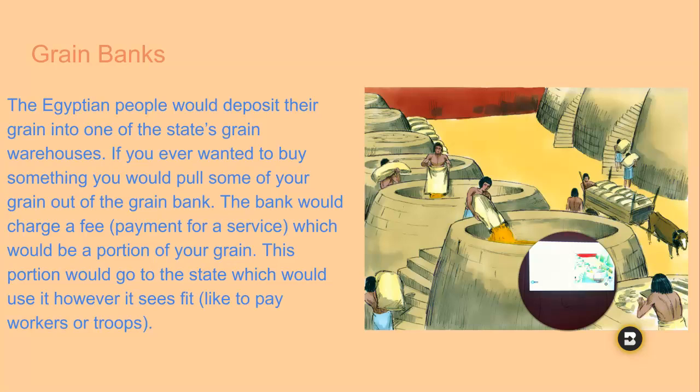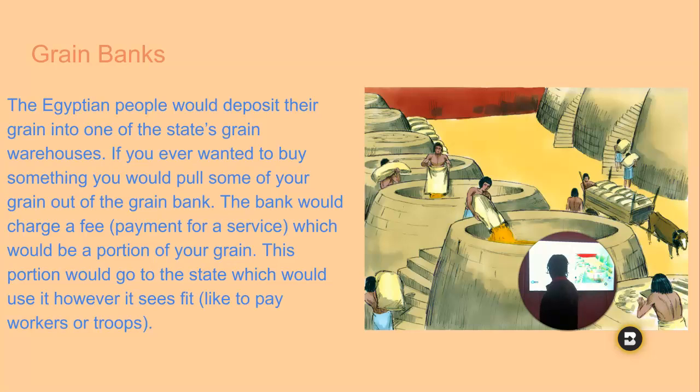That's fine. The Egyptian people would deposit their grain into one of the state's grain warehouses. If you ever wanted to buy something, you would pull some of your grain out of the grain bank. The bank would charge a fee, payment for a service, which would be a portion of your grain. This portion would go to the state, which would use it however it sees fit.